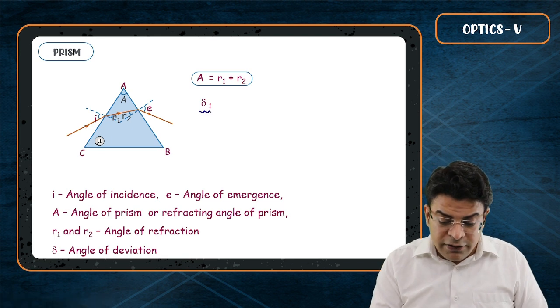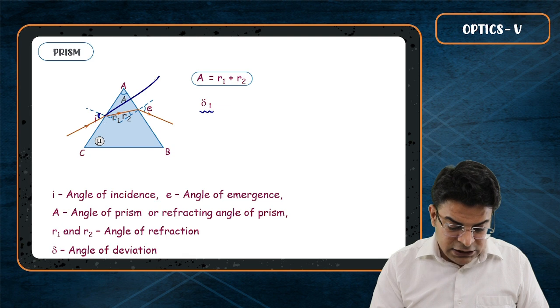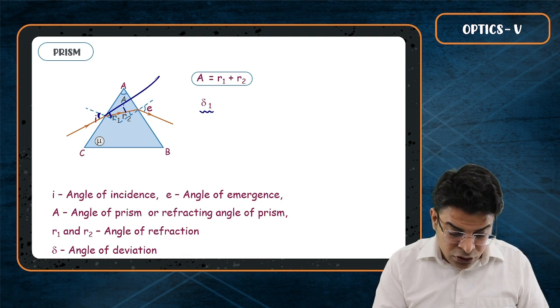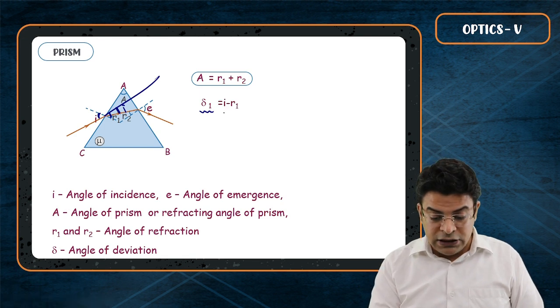You can write the deviation on the first surface, delta 1, as this angle is I, so the opposite angle should also be I, and this angle of deviation must be equal to I minus R1.